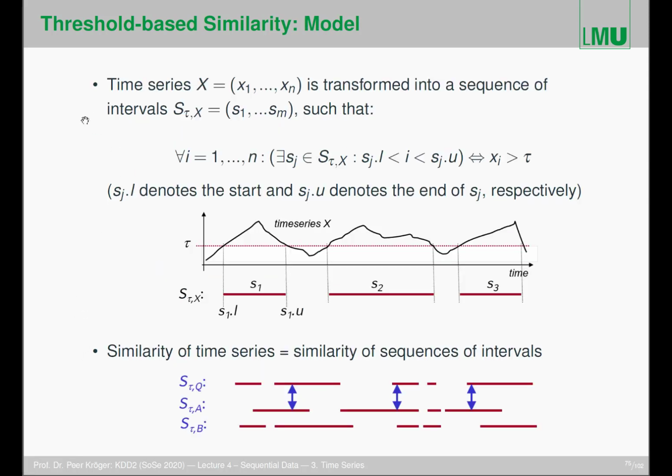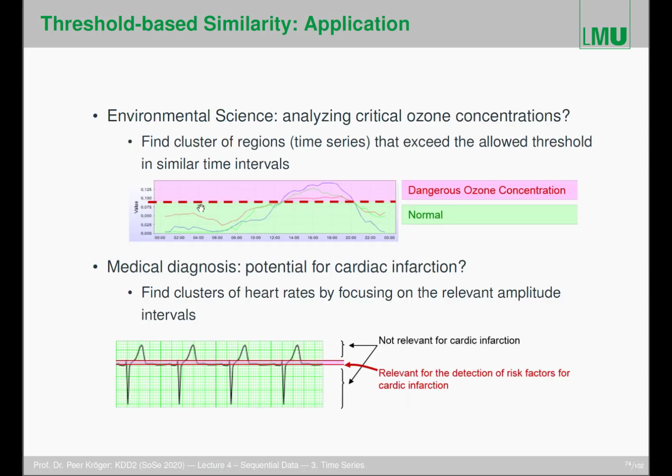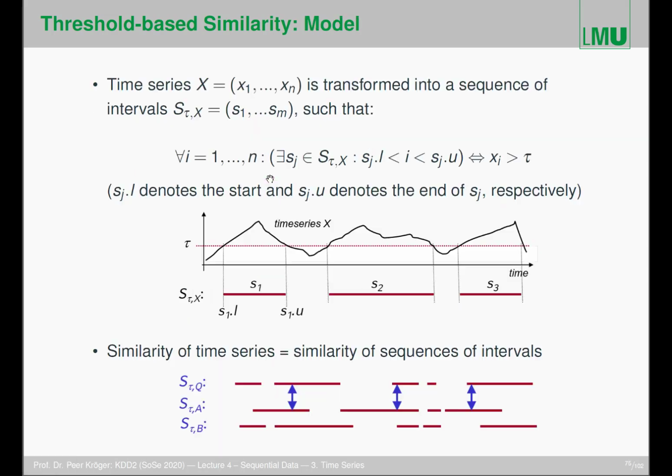Okay, so how did we do it? Well, time series have to be transformed. Now we wanted to look at the amplitude level, so we transformed it into a sequence of intervals that store the time slots where it is above the critical threshold. So tau is the critical threshold, like the ozone threshold, or it can even be two thresholds or more. In that case, it's just one threshold for ease of presentation.